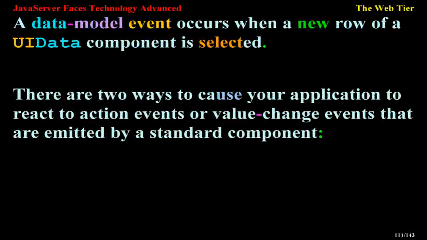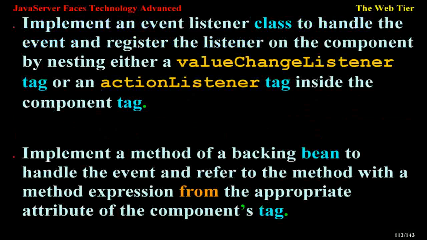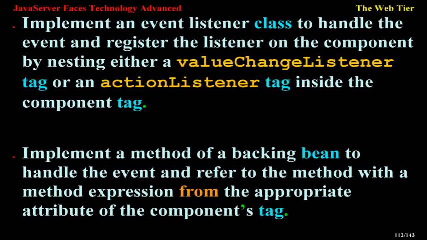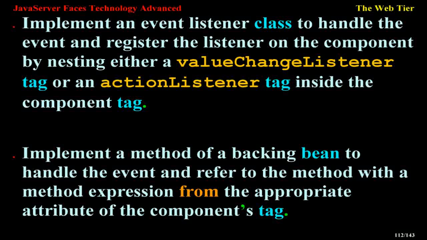There are two ways to cause your application to react to action events or ValueChange events that are emitted by a standard component. Implement an event listener class to handle the event and register the listener on the component by nesting either a valueChangeListener tag or an actionListener tag inside the component tag. Or implement a method of a backing bean to handle the event and refer to the method with a method expression from the appropriate attribute of the component's tag.